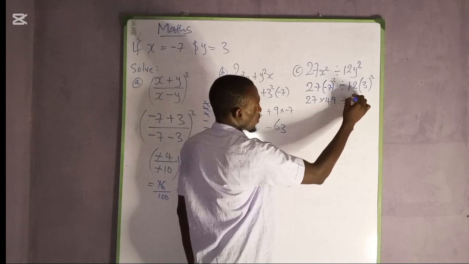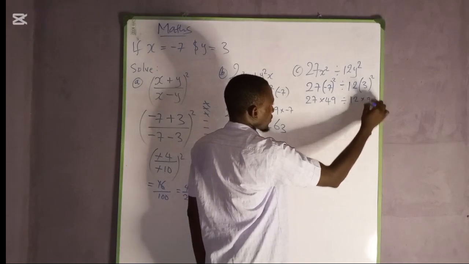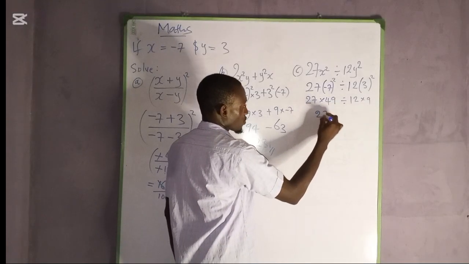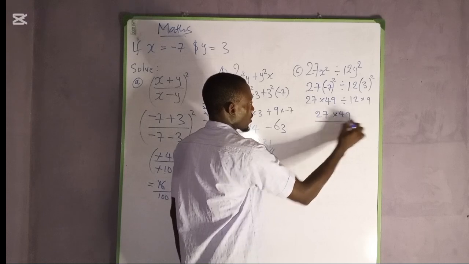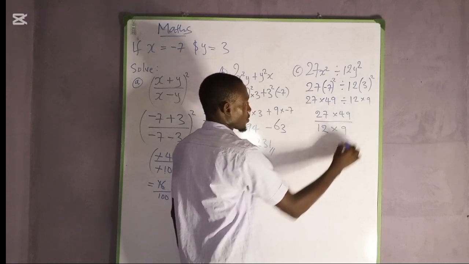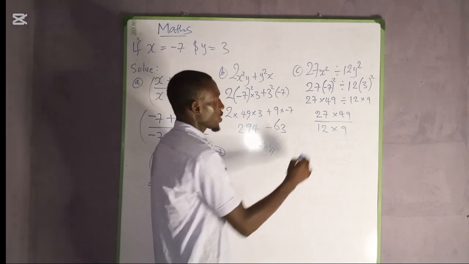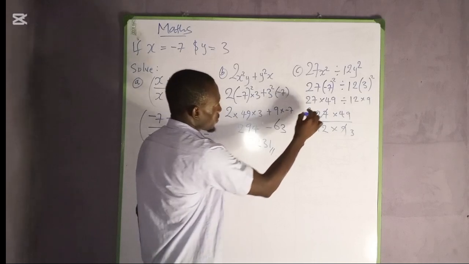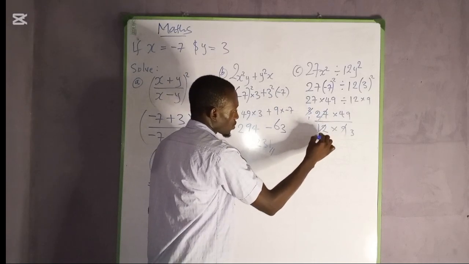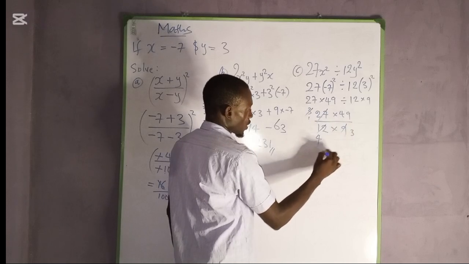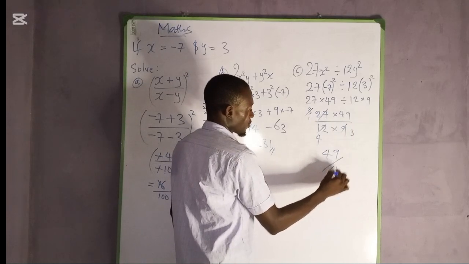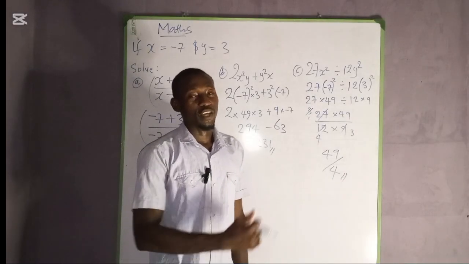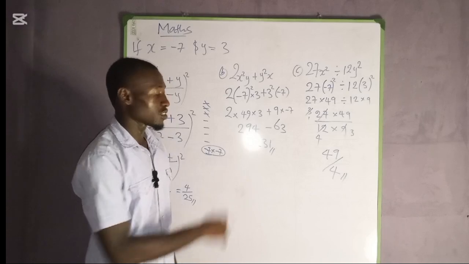Divided by 12 times 9. So I want to bring this under this. All right. So we now have 27 times 49 divided by 12 times 9. Okay. So 3 can go into this to give us 3. 3 can go into this, it will give us 3. This 3 can go into this, 1, go into this, 4. So we now have 49 divided by 4. You can leave the answer here. So this is improper fraction. You can also convert it to mixed fraction. But let's just leave it there for the sake of space.